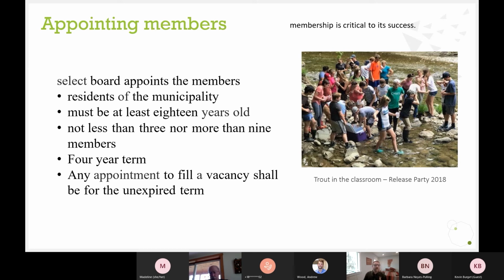And so having a balance among the members that the Select Board approves is very important. All of them have to be residents of the municipality. They have to be at least 18 years old, but we're going to strongly recommend that you also include youth members. The total membership is not less than 3 nor more than 9 members, and it's a 4-year term. And if somebody leaves early, then the appointment would be to fill that vacancy just for that unexpired term. But again, the mix of members is very important.